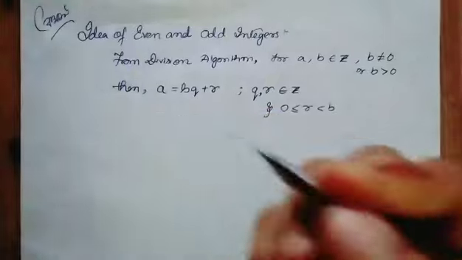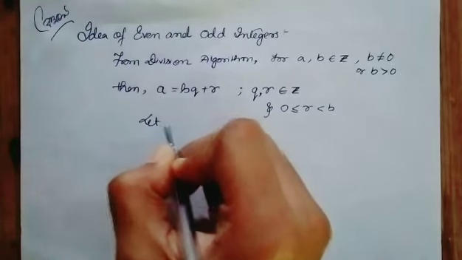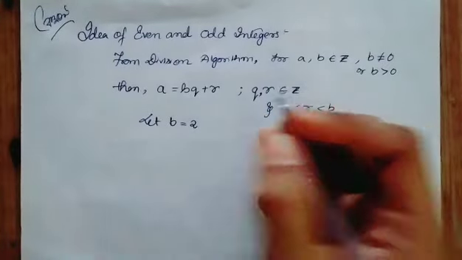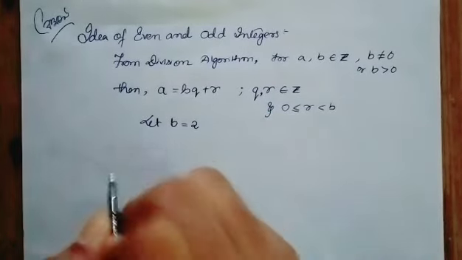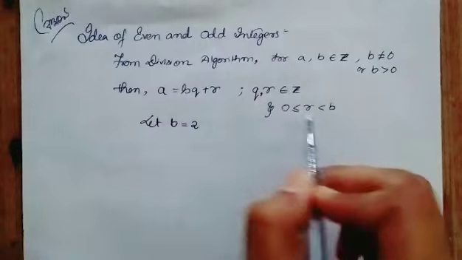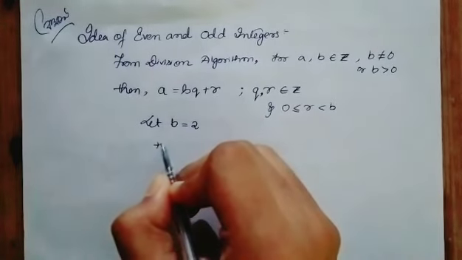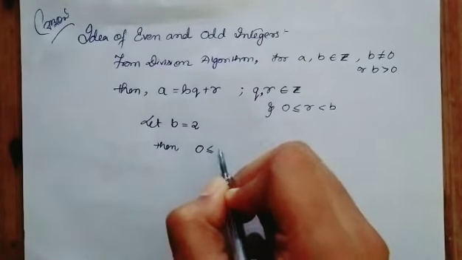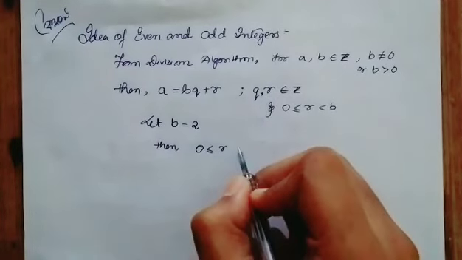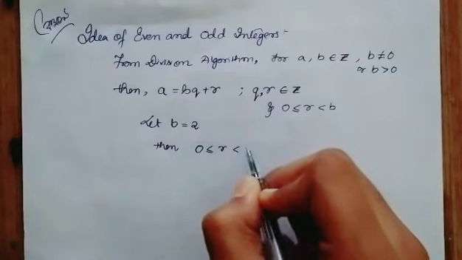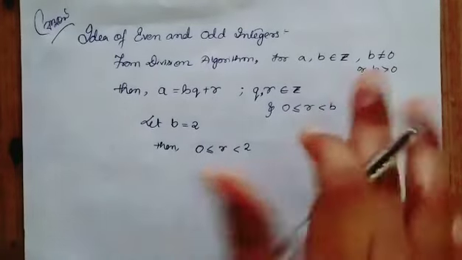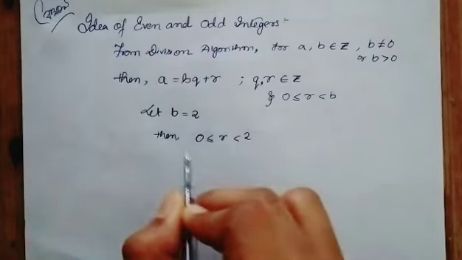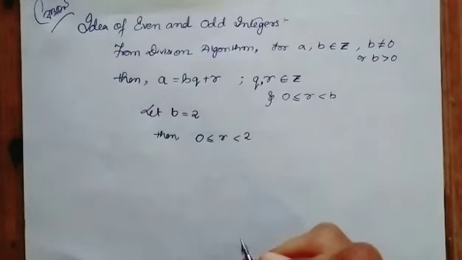So let us consider that b is equal to 2. Then if b is equal to 2, what is the required condition for r? The required condition for r becomes r is greater than or equal to 0, but less than b, which is now 2. So if this is the case, what are the possible values of r?